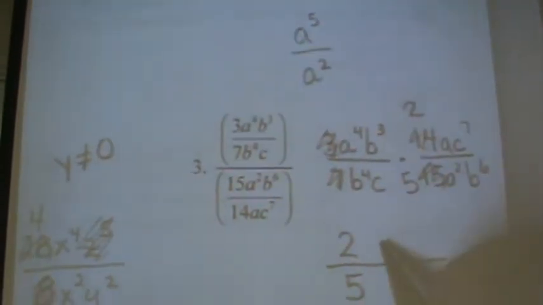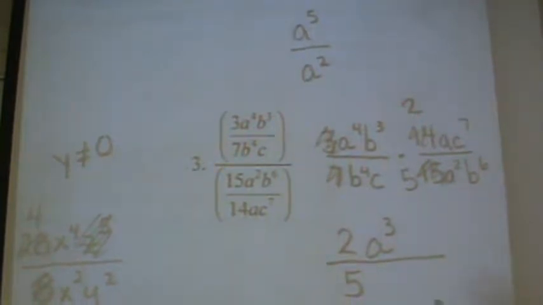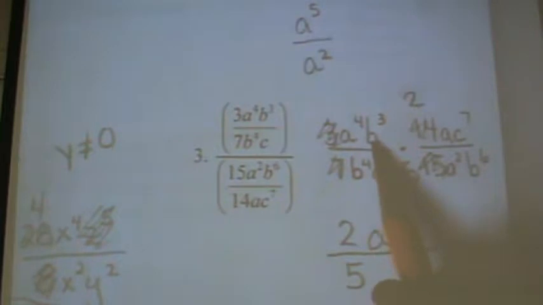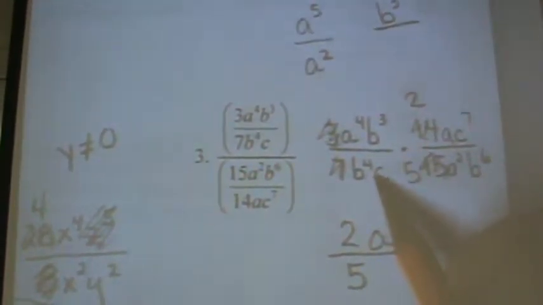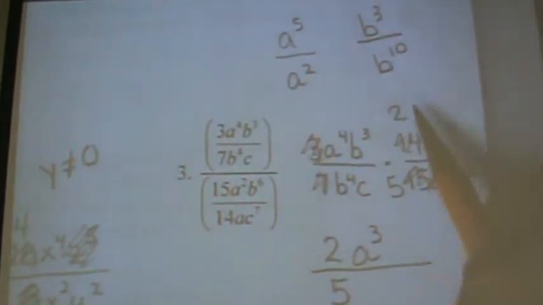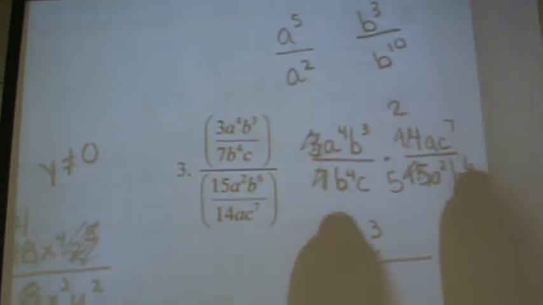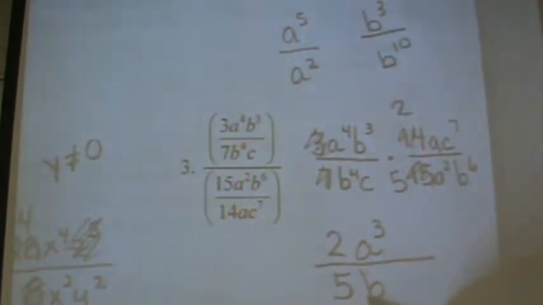So what do we get? A to the 3rd. Good, a to the 3rd on top. A's are done. Let's do the B's. How many B's on top do we have? 3 and 4 on the bottom. B to the 3rd on top, and how many on the bottom? Wait, 10, yeah. You've got 10 B's. You got 7 at the bottom. Very good.